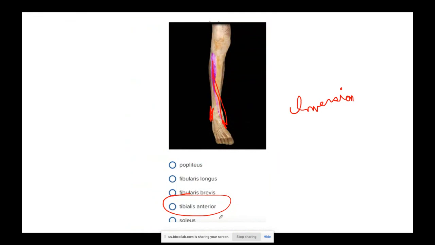has the same attachment as the tibialis anterior, except I could draw it better here. So the fibularis longus comes down like this, goes underneath like a stirrup, and attaches there. The tibialis anterior is really an anterior muscle, comes up like this. But they both invert the foot.